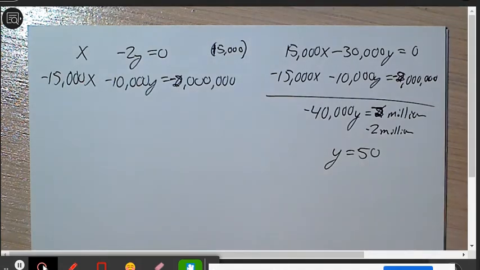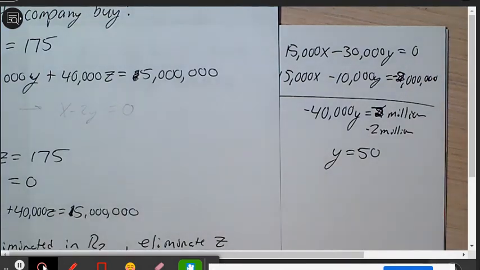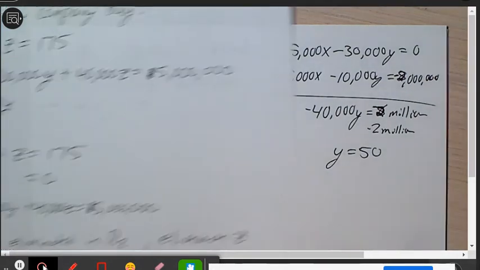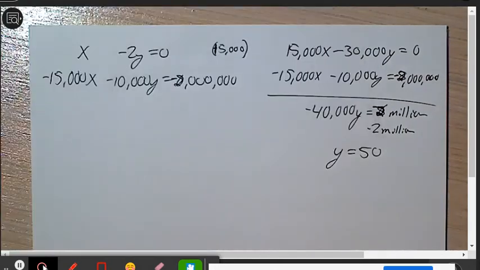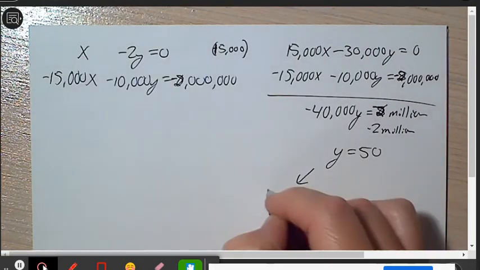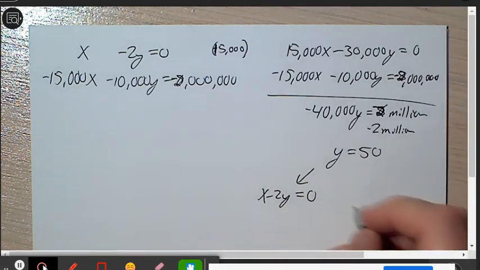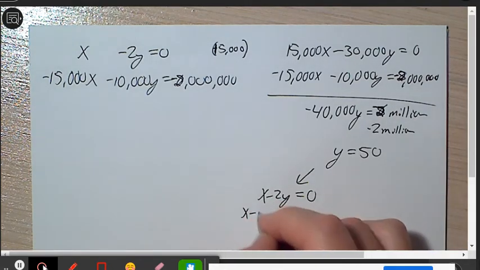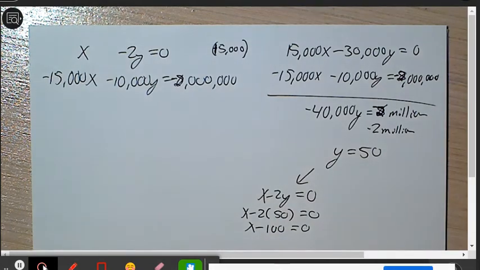Okay, so now we get to go back to any of the equations and start plugging this thing back in. To me, really easy right here. We've got x minus 2y is equal to 0. So that one's screaming to plug that thing back in. So let's plug this into x minus 2y equal to 0. So that's x minus 2 times 50 equals 0. So that's x minus 100 equals 0. So that gives us x equals 100.